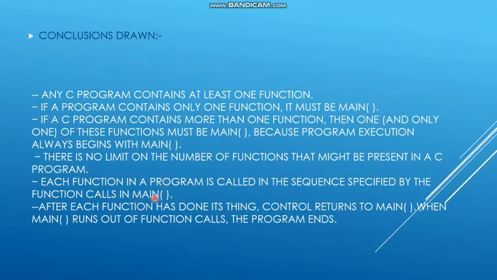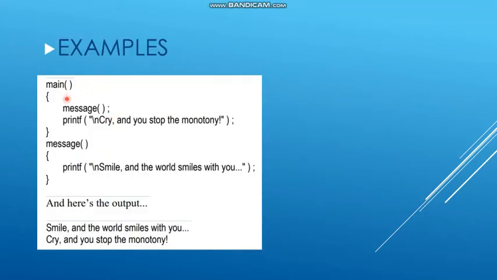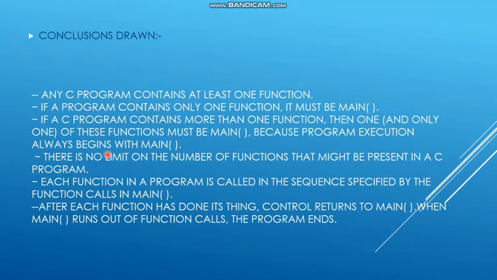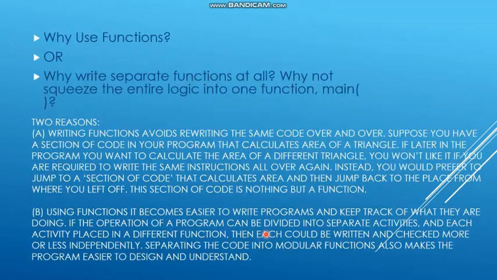Now see what a function call is, right? This message, then parenthesis, and then this semicolon is called a function call. So from here we are calling this function message, right? After each function has done its thing, control returns to main. When main runs out of function calls, the program ends, right? Which I have told you earlier also. This is the same thing.